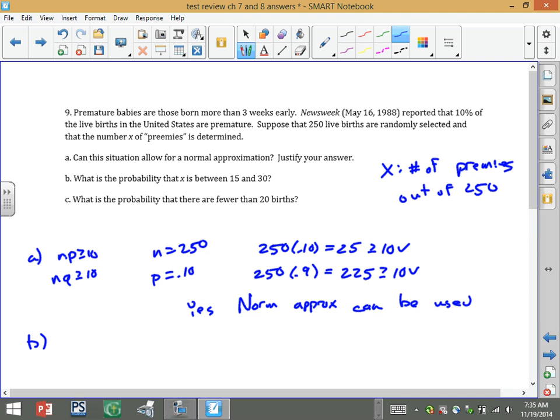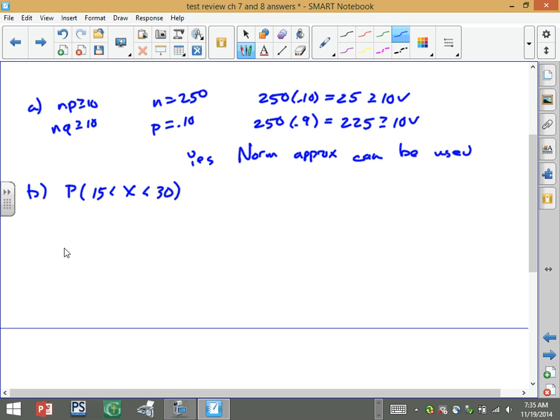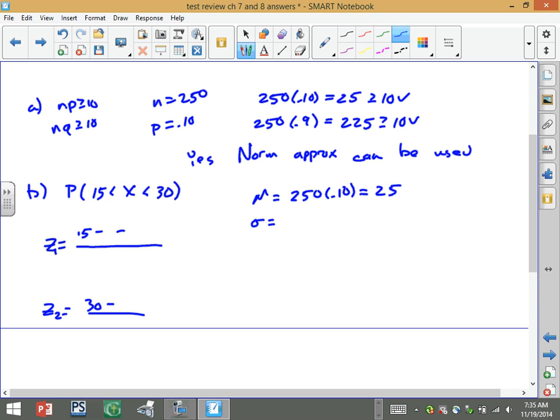So for part B, what's the probability that x is between 15 and 30? What we need to do is calculate two quick z-scores. So z1 equals 15 minus the mean over the standard deviation, and z2 is 30 minus the mean over the standard deviation. The mean, keep in mind, is just n times p, 250 times 0.10, which is 25. So I can go ahead and fill those two values in. That also tells me that my curve is centered at 25.